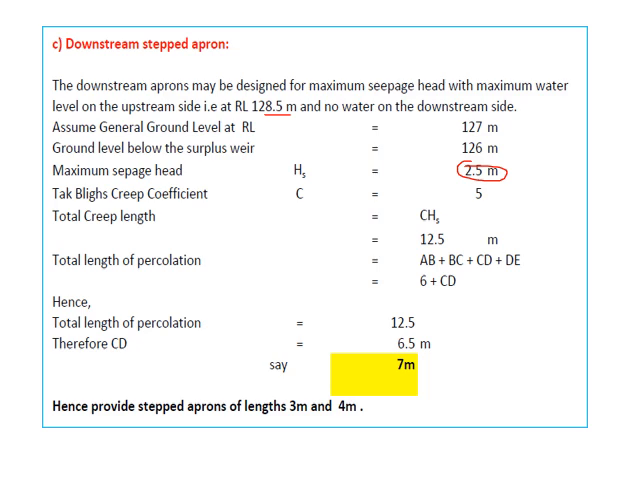So that length is AB plus BC plus CD plus DE. So now you know the length AB, you know the length BC, you know length DE. So that comes as 6 plus CD. So this 6 plus CD should be equal to 12.5. So that means CD can be calculated as 6.5, so you can assume it as 7 meters. So two aprons, that I told you is a stepped apron. The first apron will be 3 meters long and 1 meter thick, and 4 meters the length of the second apron, which is of 0.5 meters thickness.